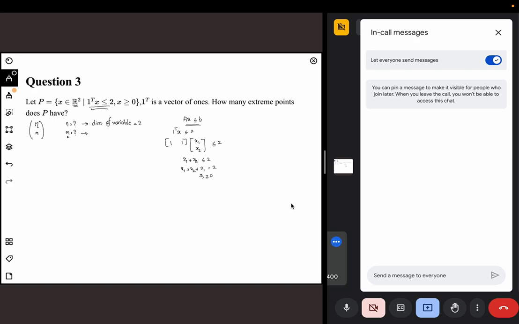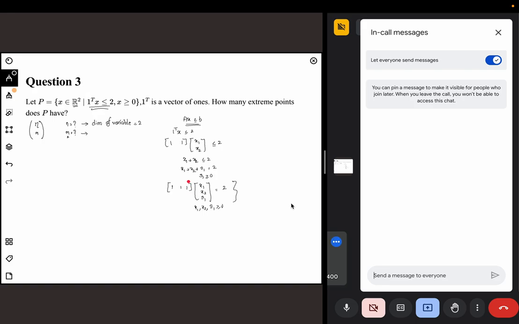Now I have 3 variables. So the set of equations now becomes 1, 1, 1, times x1, x2, s1, equal to b, that is 2. And then I have x1, x2, and s1, all of them greater than or equal to 0. So this is in the standard form.